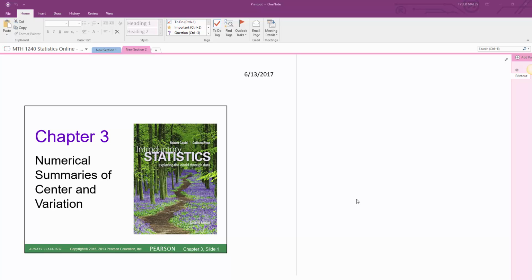Hi gang. Today we want to start chapter 3. So chapter 3 in our textbook is titled Numerical Summaries of Center and Variation.